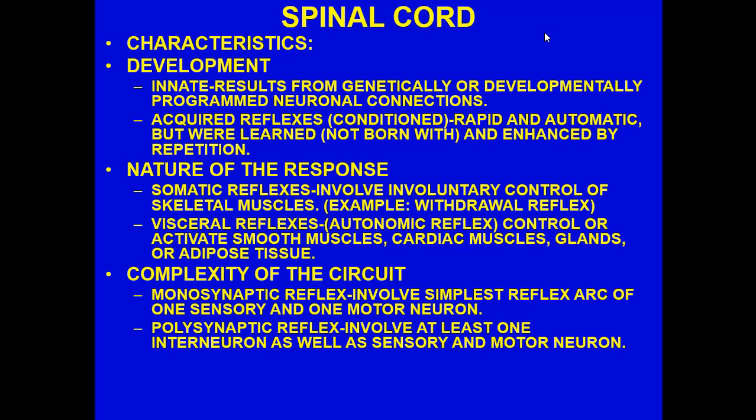Also, we look at another characteristic, which is the complexity of the circuit. We're going to find out about monosynaptic reflexes and polysynaptic. Mono obviously is one, poly means many. So how many synapses are involved with this reflex? A monosynaptic involves the simplest reflex arc of one sensory neuron and one motor neuron. Polysynaptic reflexes involve at least one interneuron as well as a sensory and motor neuron.